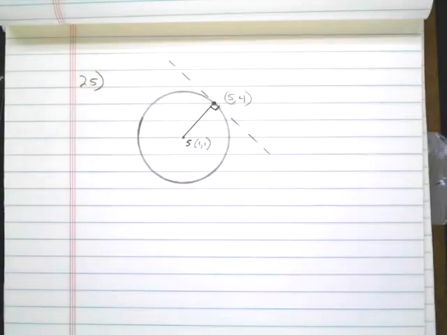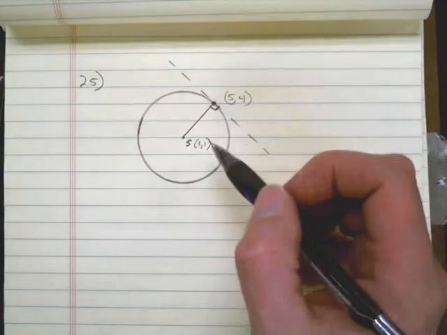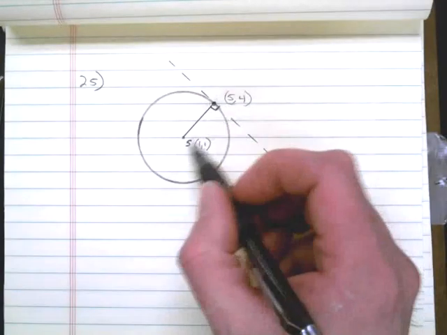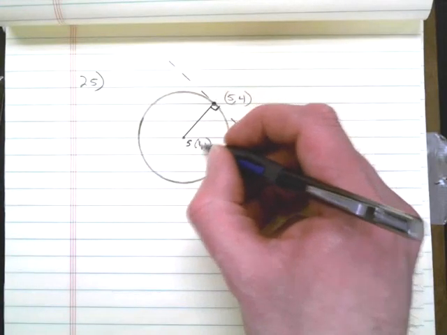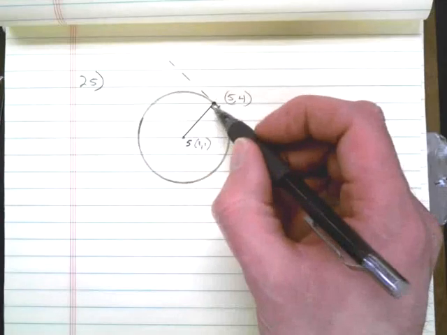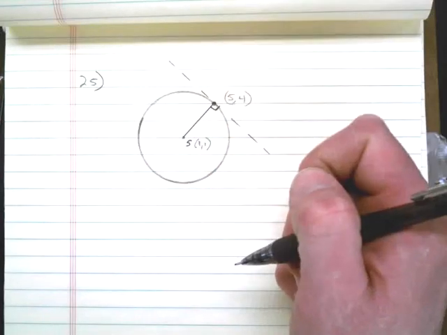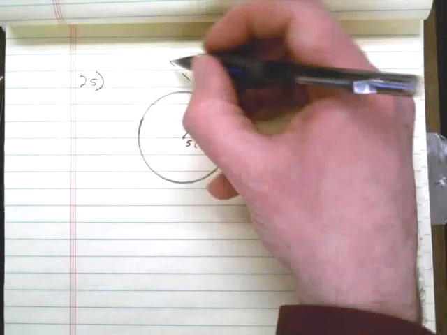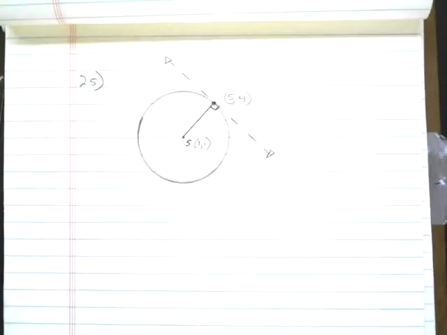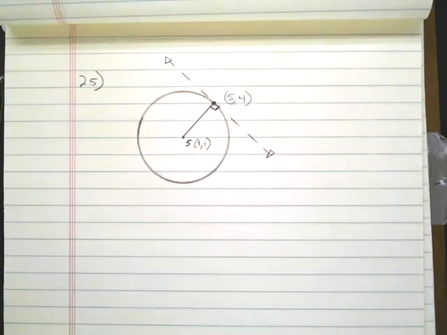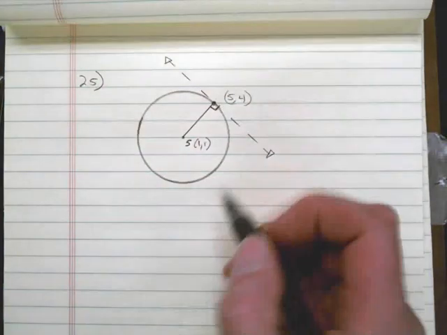Hi guys. So I wanted to do a quick movie on number 25 from the chapter review, which is an excellent problem, one that I'm totally pumped about. What we know is that we've got circle S on a coordinate plane, the center is at (1, 1), and there's a point of tangency at (5, 4). We want to find the equation for that line. In order to do that, we need to remember a couple things from algebra.